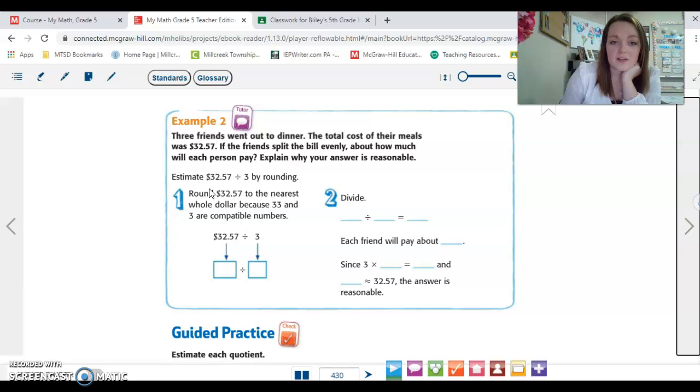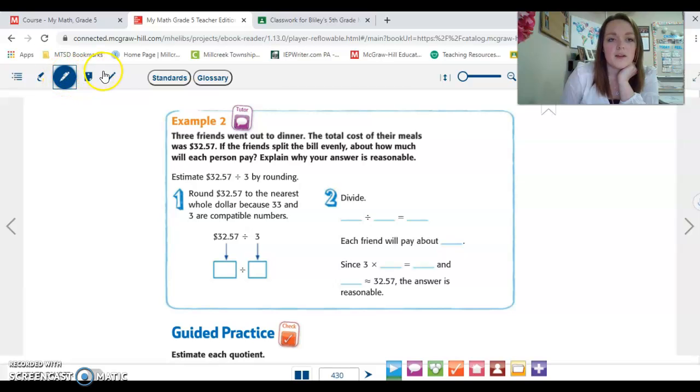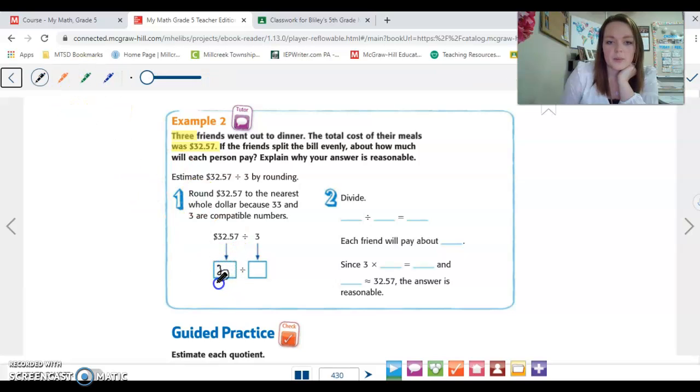So we are going to estimate $32.57 divided by 3 by rounding. So Mrs. Bliley quickly is just going to highlight our information in our word problems so we know exactly what we need to do. We have $32.57 as well as 3 friends went out to dinner and they are splitting the bill 3 ways. So we have our problem down here. We are going to round $32.57. Is that closer to 32 or 33? 33. And we're just gonna, sorry, that's a 3. We're gonna bring down our 3.